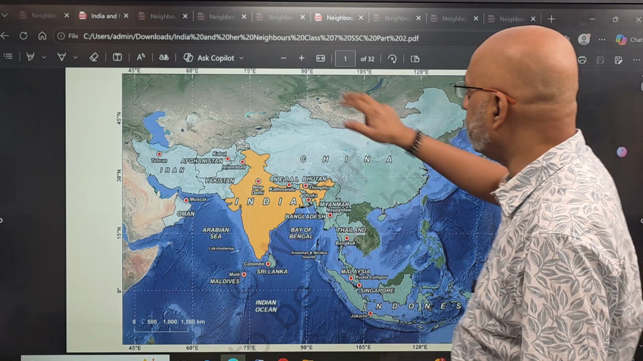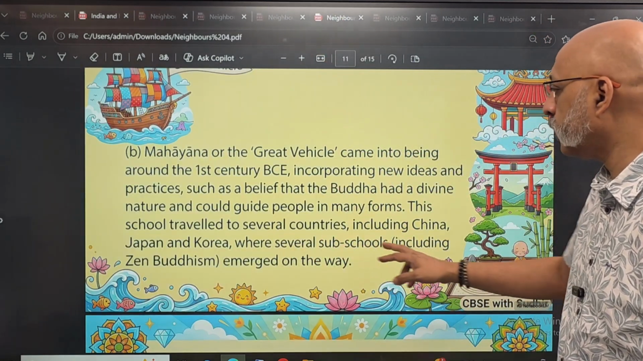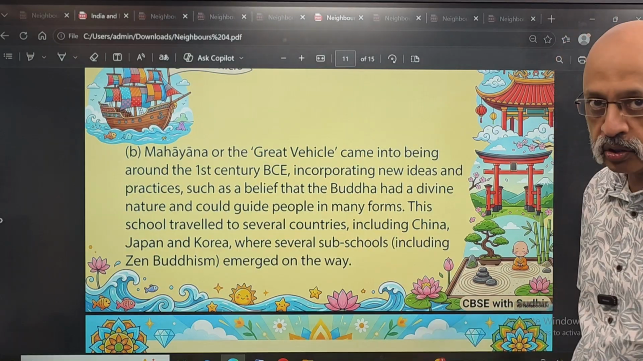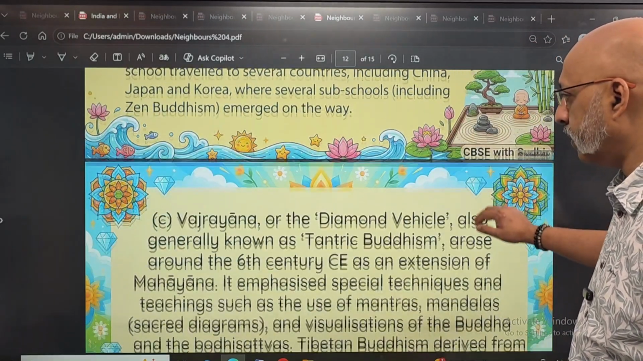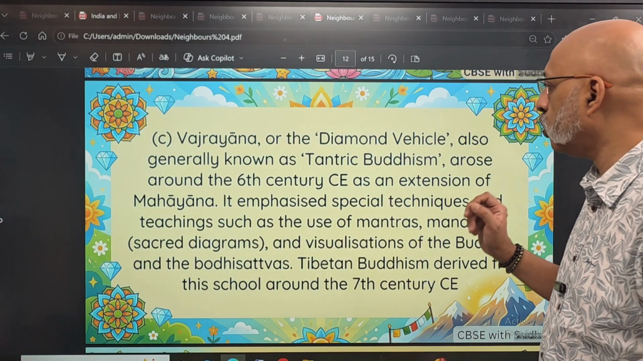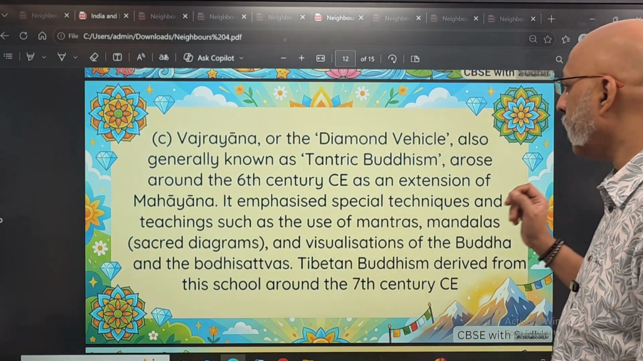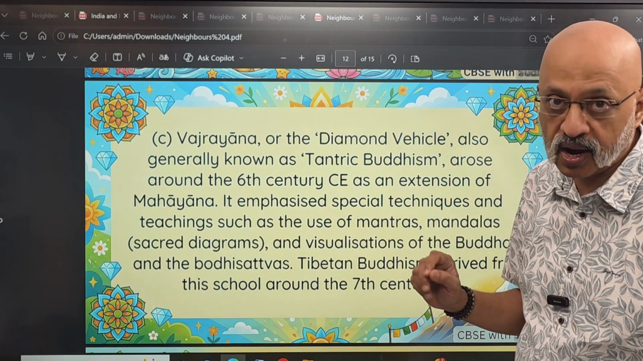So it traveled in this direction, where several sub schools, including Zen Buddhism, emerged on the way. So this is Mahayana, which is the second kind. Then the third is the Vajrayana, or the diamond vehicle, also known as Tantric Buddhism, which arose around the 6th century CE as an extension of Mahayana.